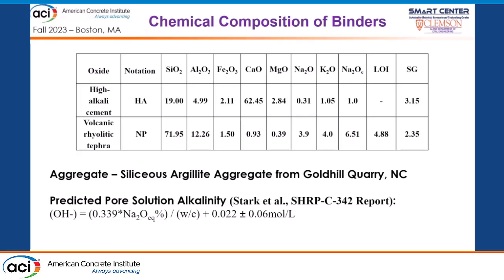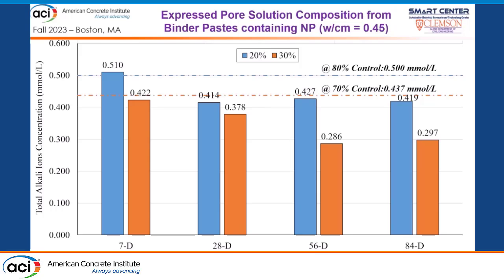Also what we've done for this particular study is to look at the pore solution that we've expressed from paste specimens that were prepared with this particular natural pozzolan, both at about 20% and 30%. And as you can see here, the blue line on the top is the control pore solution if it were diluted by about 80%, because at a 20% replacement, you'd have that much less cement. At 30% replacement, the 70% line, this orange line, would represent a dilution effect.